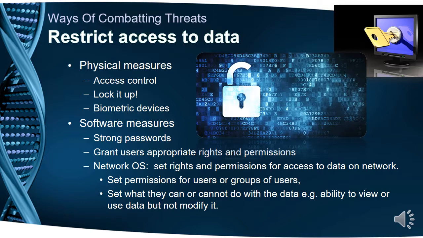You can also take software measures: use strong passwords, grant users appropriate rights and permissions. So you make sure that once a user has logged onto a network, he does not have permissions to access certain bits of data that may need to be more secure for a company, or they may only have read permissions and not write permissions, and so on. This is especially on a network. You set permissions for users or groups of users, and you can set what they can or cannot do with the data. For example, they can be able to view the data, but not to modify it. And certain users will have more permissions to access more of the data than other users.